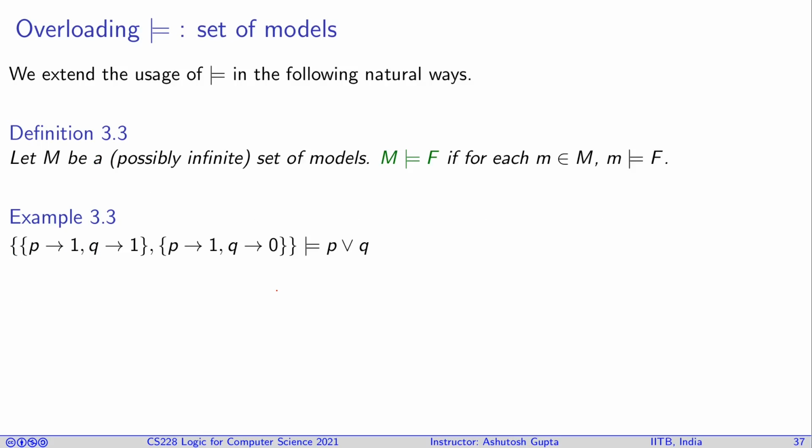Now let's focus on this model symbol. Okay, this is called the model symbol, and often it is overloaded, in many ways. Here is one way of overloading the symbol: instead of writing one model, you write a set of models. Okay, and a set satisfies F if every model occurring in this set M satisfies F. For example, here this is P or Q, then this model, P is 1, Q is 0, satisfies this formula.